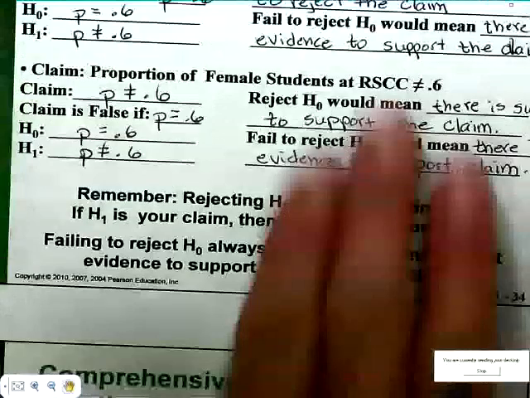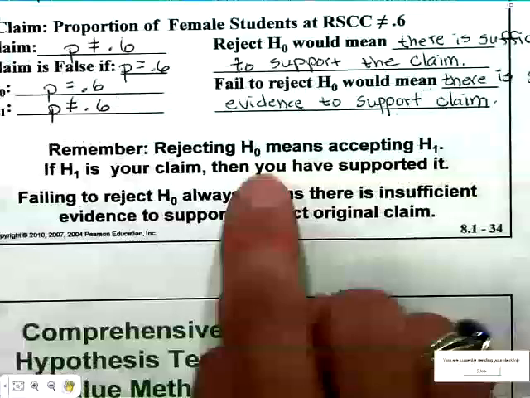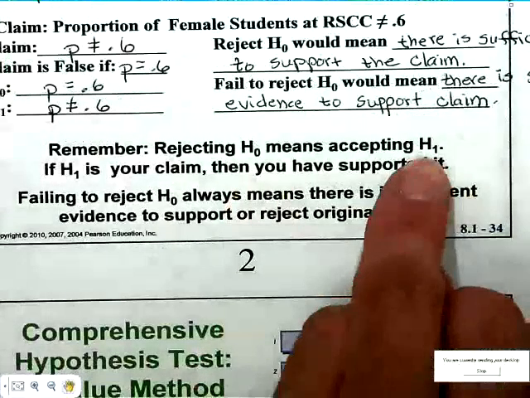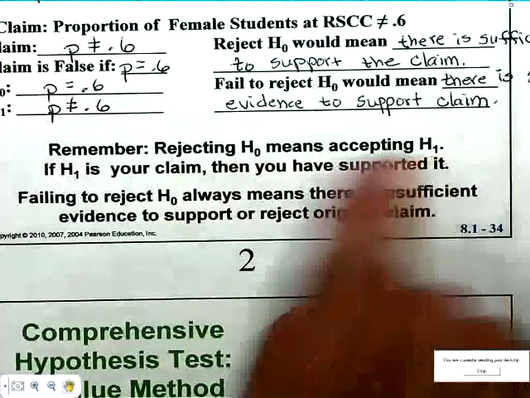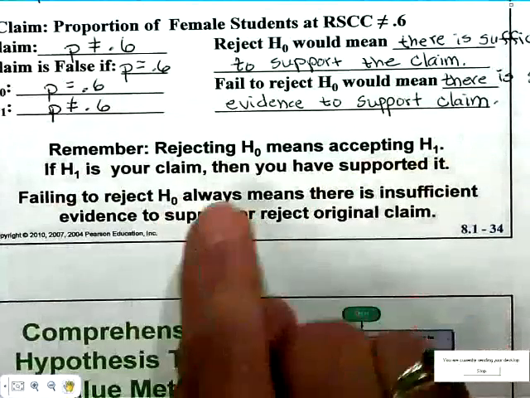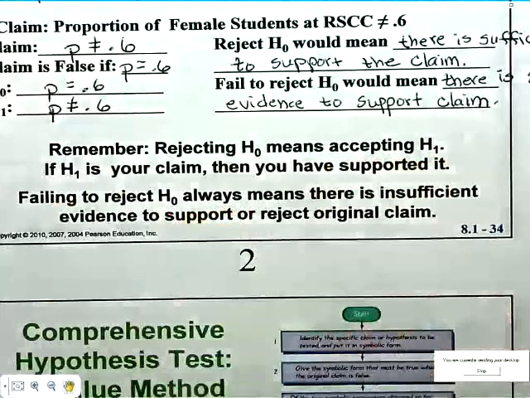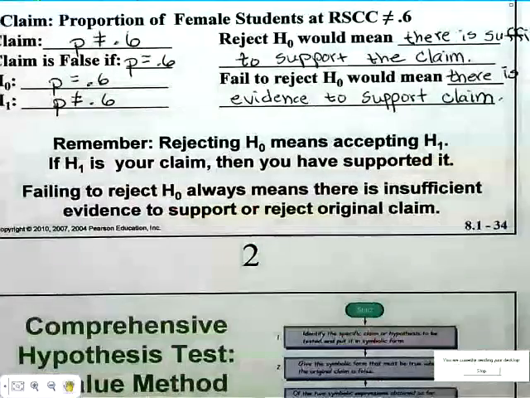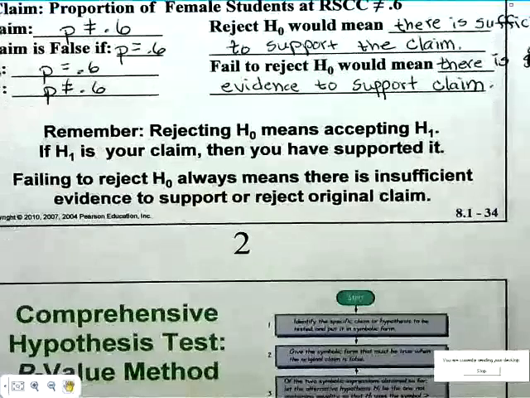So big thing to remember, rejecting the null means accepting the alternative, and there's two symbols for alternative. It could be HA or H1, but if that's your claim, then you've supported it. But fail to reject always means insufficient evidence. And you could say insufficient evidence to support or reject, but if you're talking to the person who made the claim, you just say there's not enough evidence to support your claim. I'm not saying you're wrong. I'm just saying there's not enough evidence.